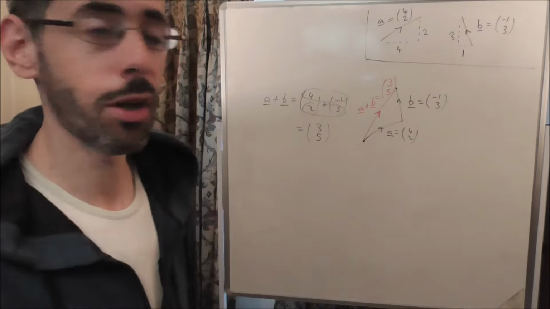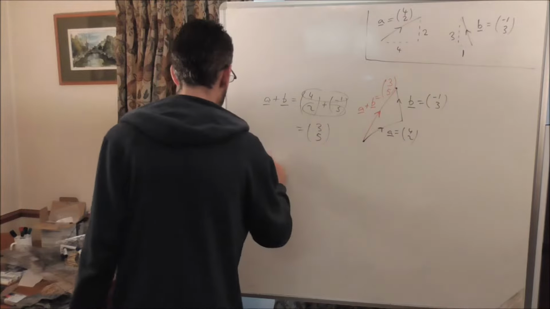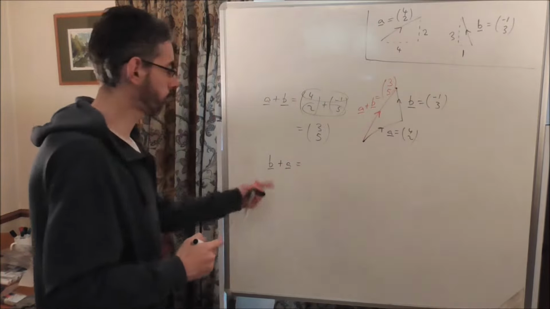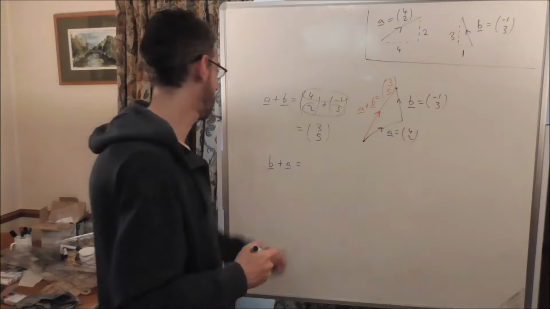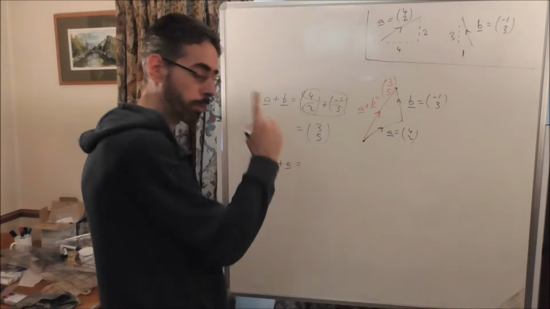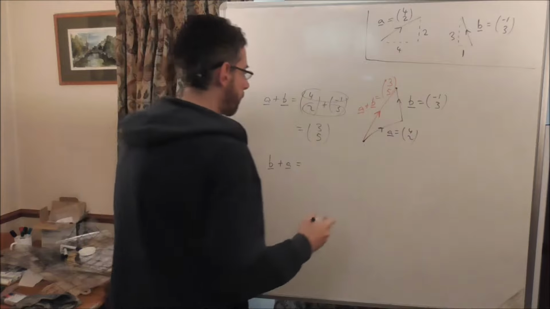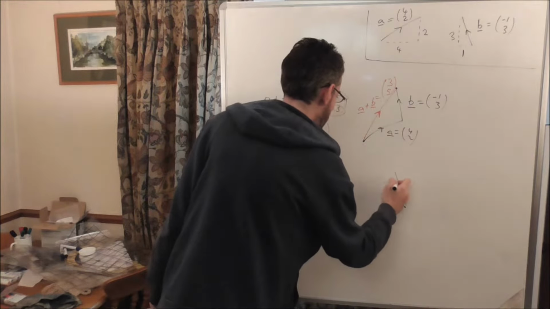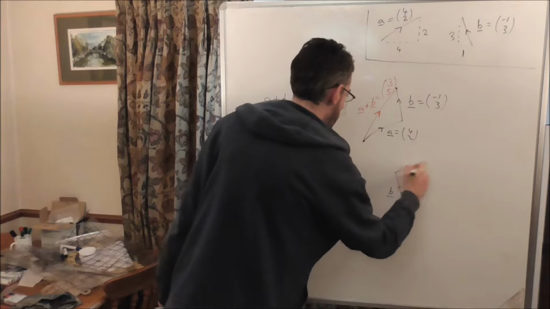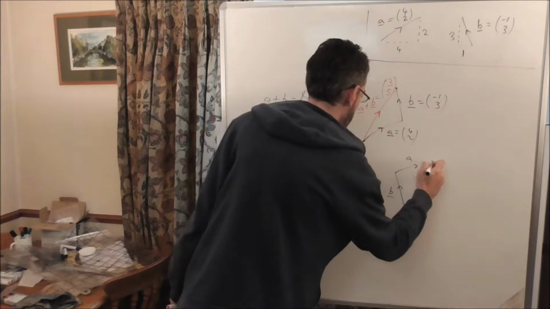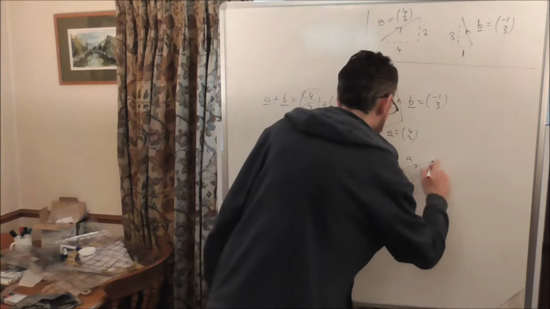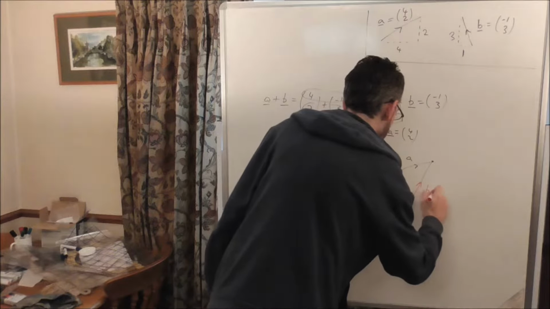Right, let's do B plus A. Is that the same overall journey? Well, let's just draw a picture for it. So B plus A is the overall journey of doing B and then A. So a different order this time. So I'll start here, and I'll just do B, like that, and then A. And then B plus A is the overall journey from start to finish. So this is B plus A.